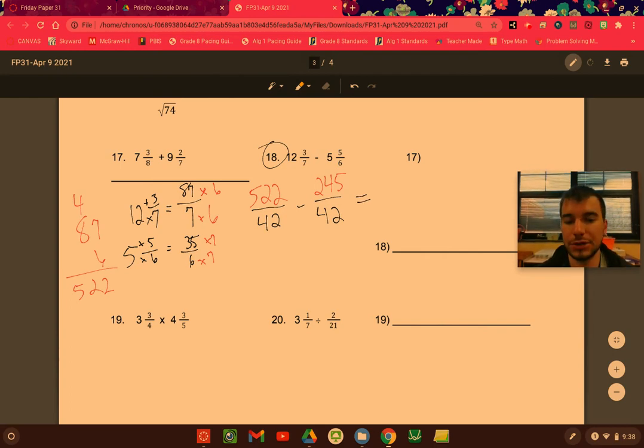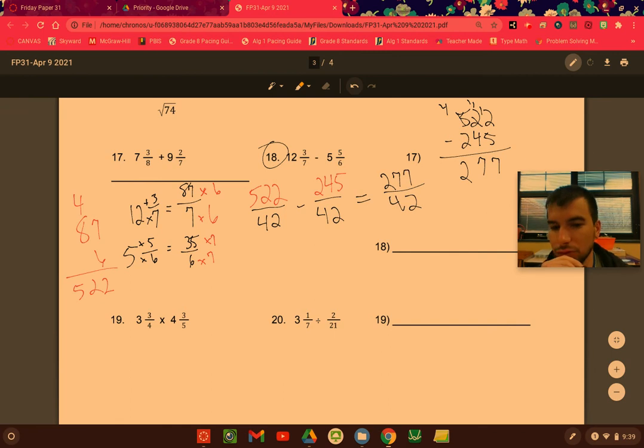So we know our denominator is still going to be 42. But now here's where I just have to subtract over the top. So what's 522 minus 245? So I'm going to borrow from my 2, make that a 1, make that a 12, so that'll be 7. And then I'm going to borrow from my 5, make that an 11, so that's 7, and that becomes 2. So I have 277 over 42.